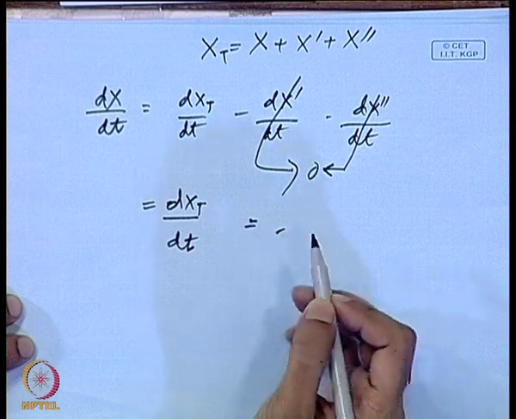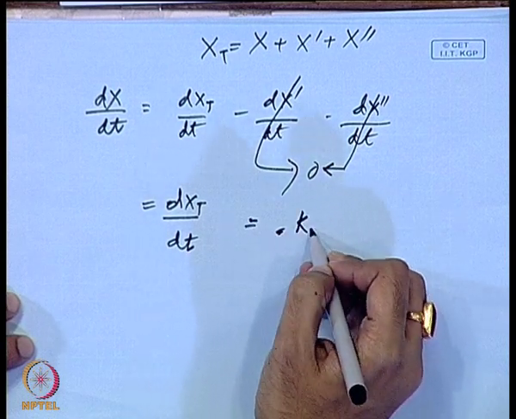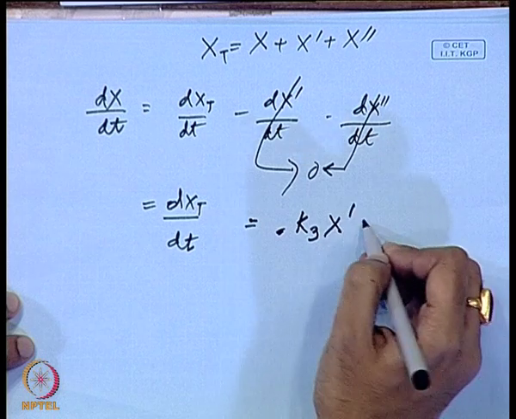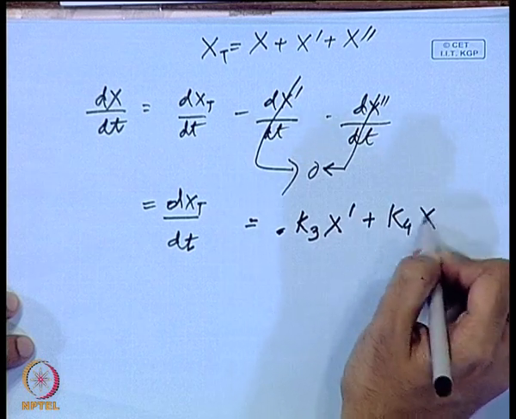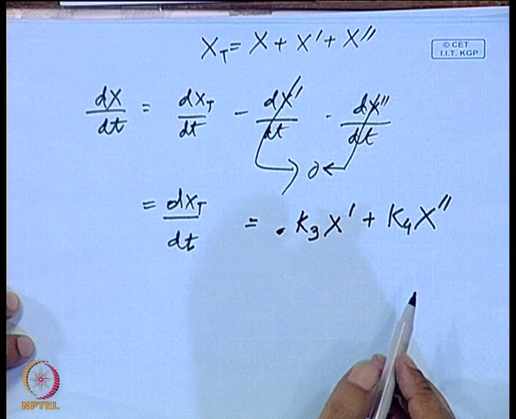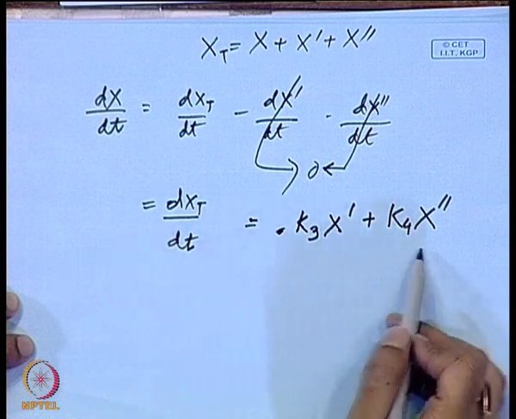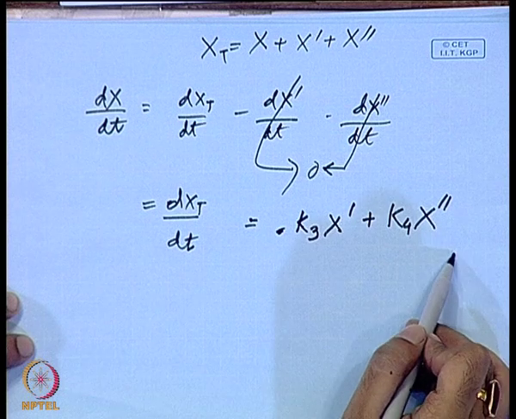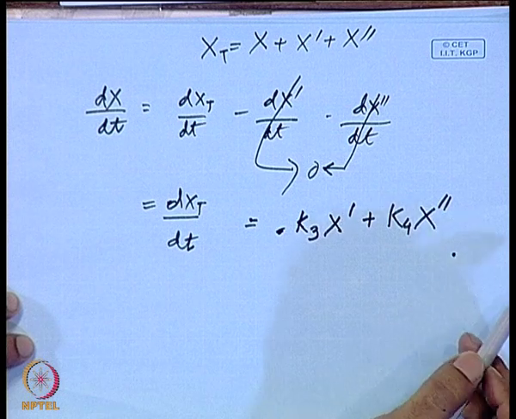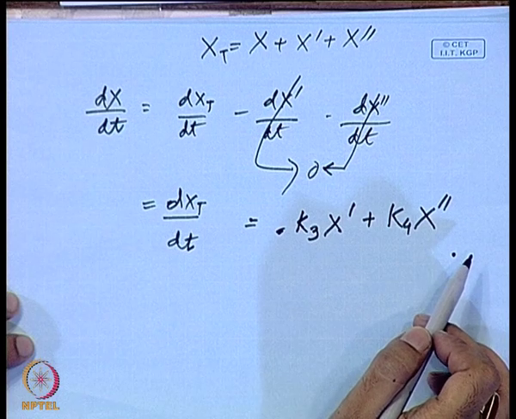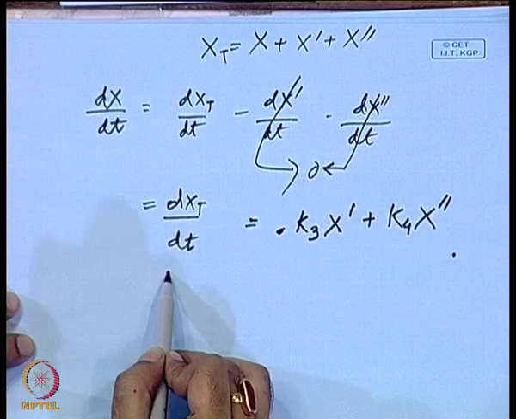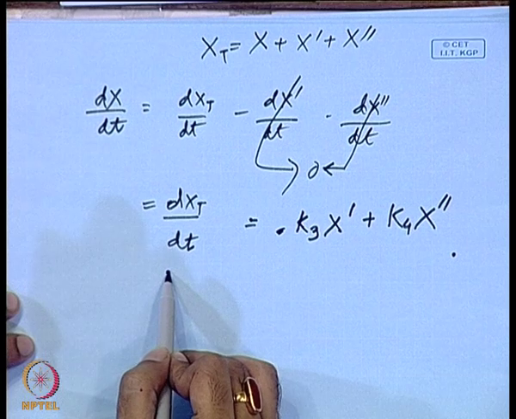Now this equals k3 x prime plus k4 x double prime. Can anyone tell me why is that? dx dt equals k3 x prime plus k4 x double prime. Right. So xt is what? Xt is the overall amount of cells that are present.